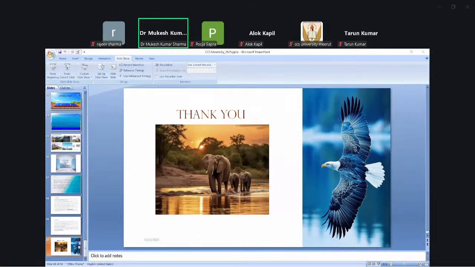So for ranking here, you can take the distance from the positive ideal solution. So positive ideal solution, in this way we have made the rank. Next one. So in this way we can calculate.